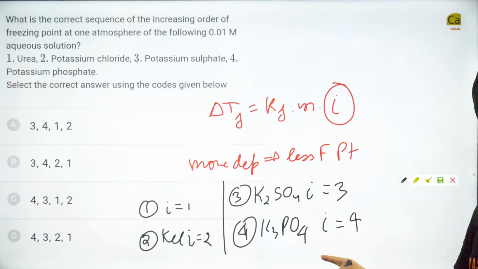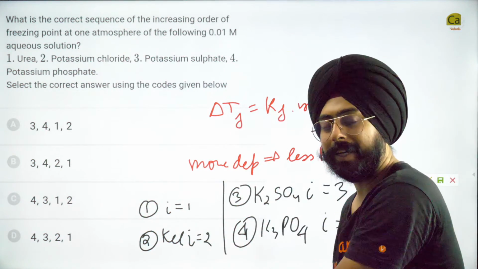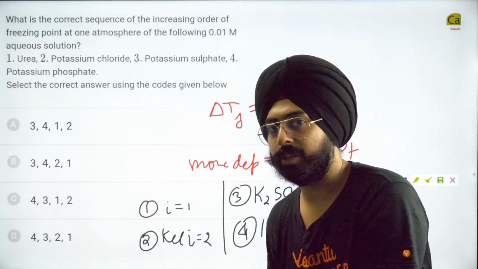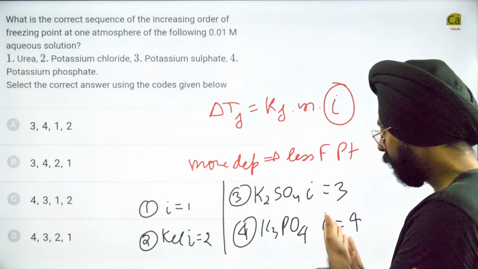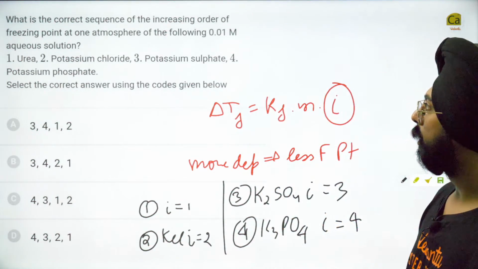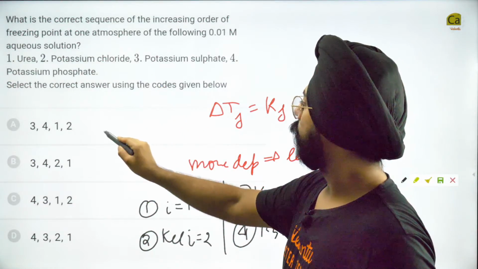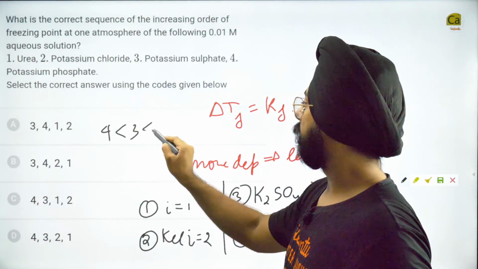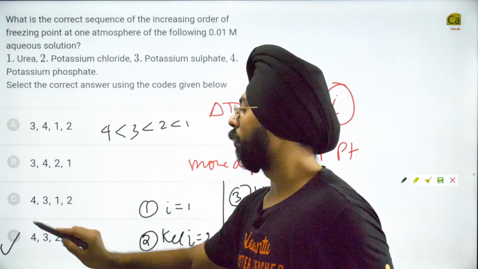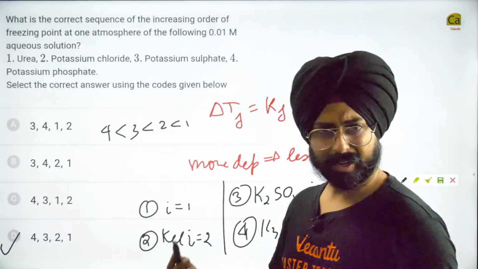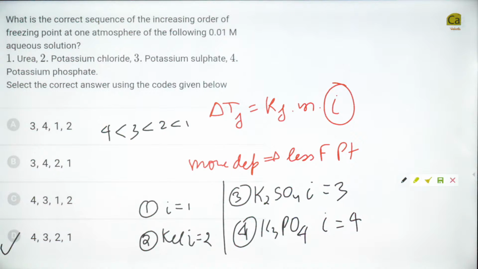So more Van 't Hoff factor, more depression. More depression implies lesser freezing point. So more Van 't Hoff factor implies lesser freezing point. The increasing order will be 4 less than 3 less than 2 less than 1. Option number D is the correct answer. काफी simple है, very simple. So this is your correct answer for the freezing point.